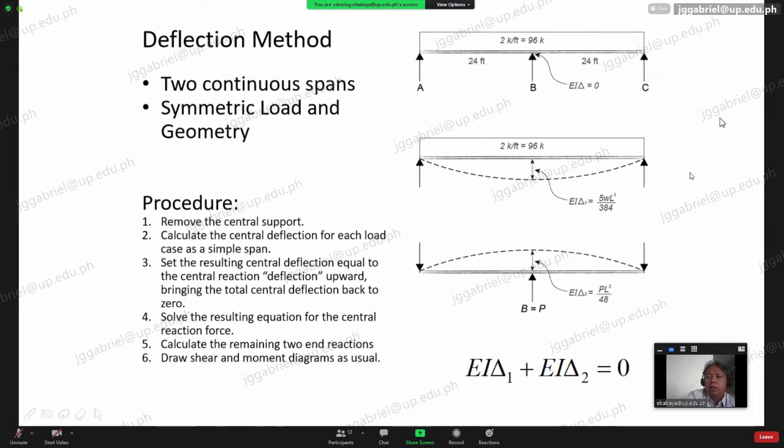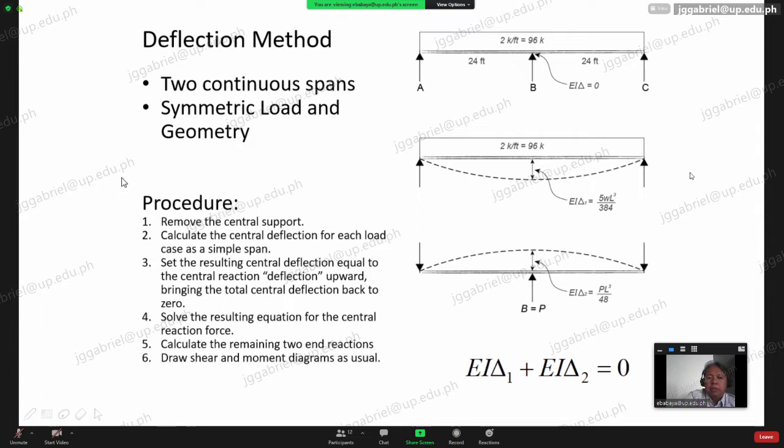Okay. The conditions here, this is for only two continuous spans only. The loading should be symmetrical and the geometry. Say for example, we have this beam. The first span in here is 24 feet, and then 24 feet again from this point up to that point. Okay, it's continuous, so there is no cut here. They're not separated at mid span.